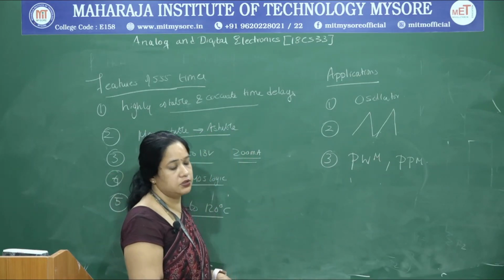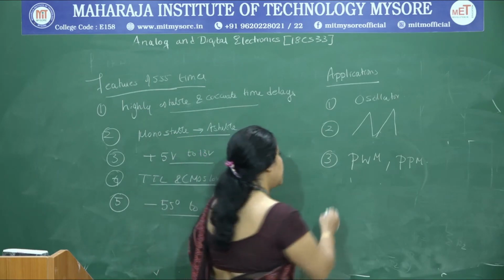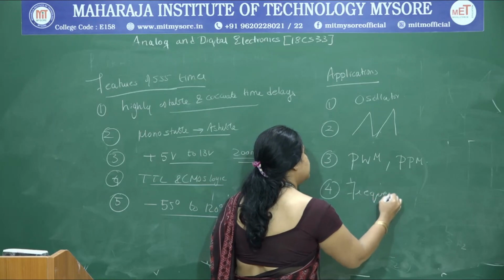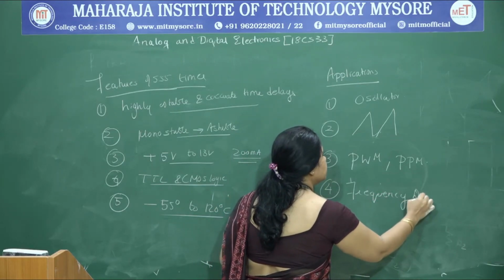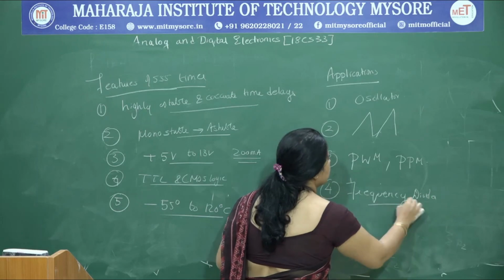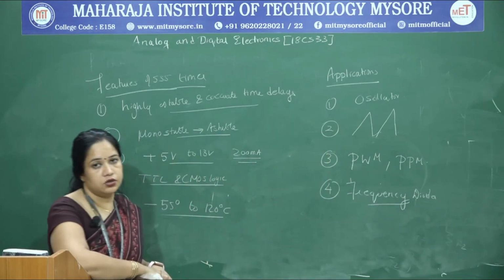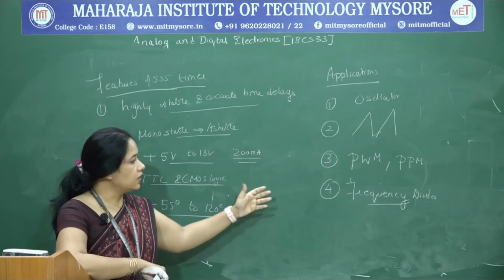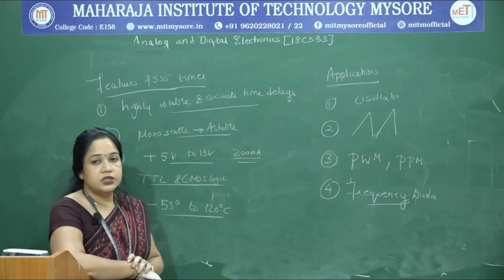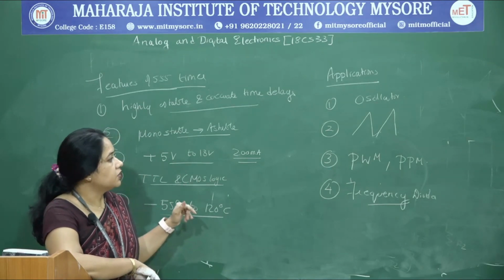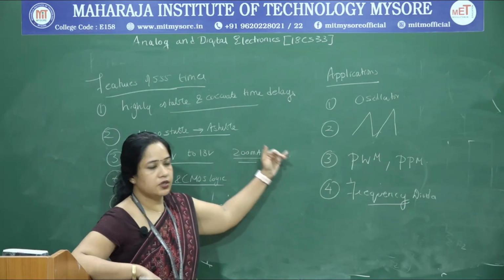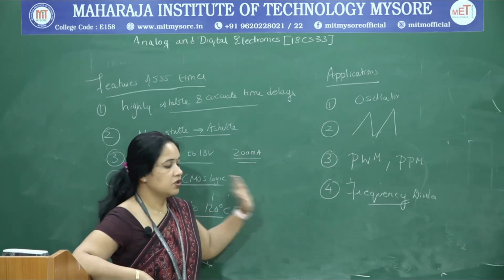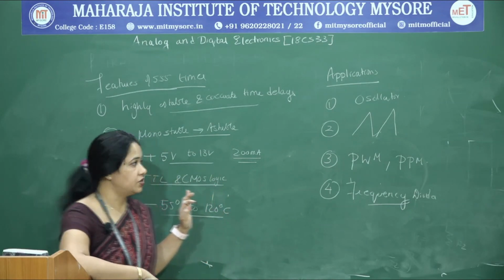And most important, it is also used as a frequency divider. If you have some input frequency and you want to divide it by a certain factor, such as divide by 2 or divide by 3, you can use it as a frequency divider circuit. So these are the potential applications: an oscillator, a ramp generator, pulse width modulation, pulse position modulation, and frequency division.